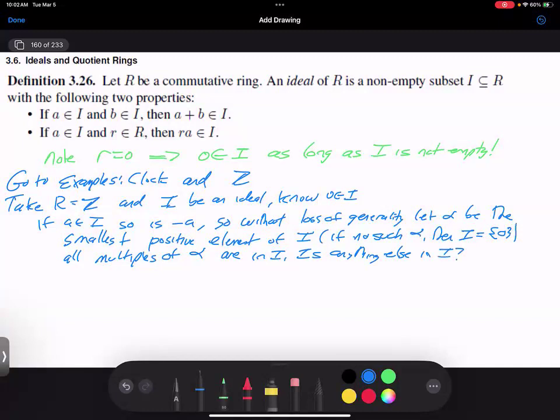So we want to show that nothing else is in I. So imagine there was something else. Assume beta is in I, and beta is not a multiple of alpha. Then how can we write beta if it's not a multiple of alpha?